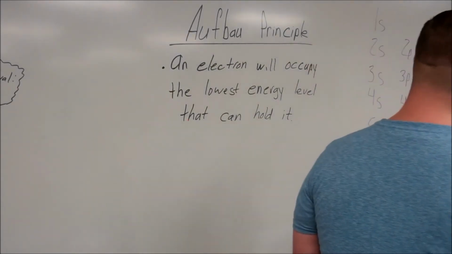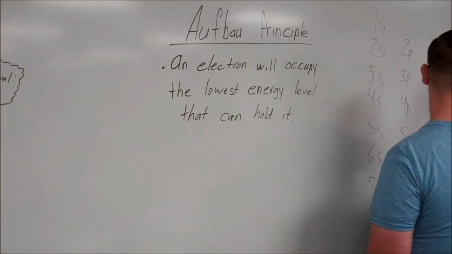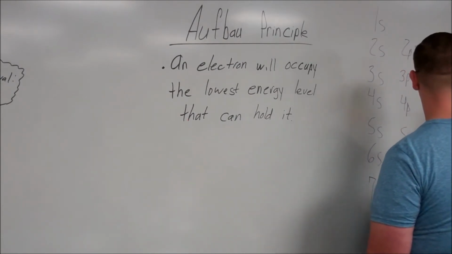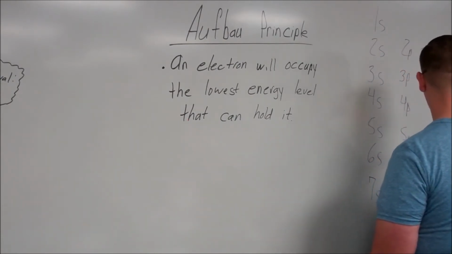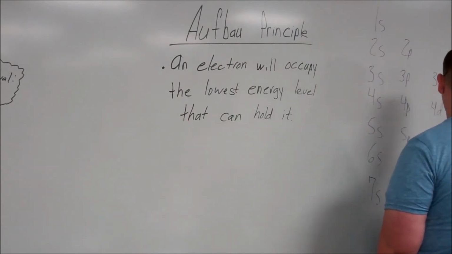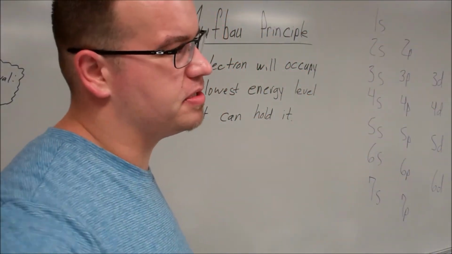All right, then we're going to start with the D orbitals. D starts at 3. 3D, 4D, 5D, and 6D. There is a 7D, but we never use it.